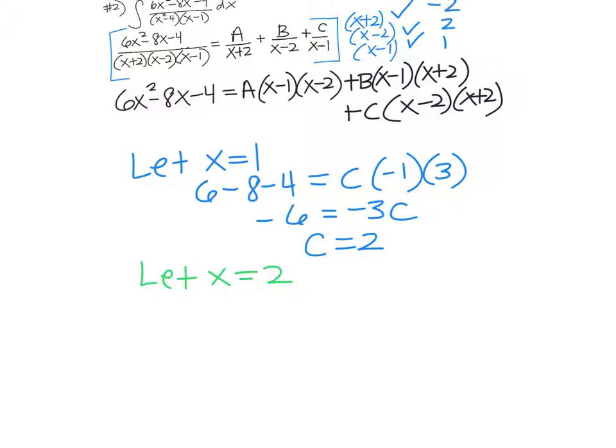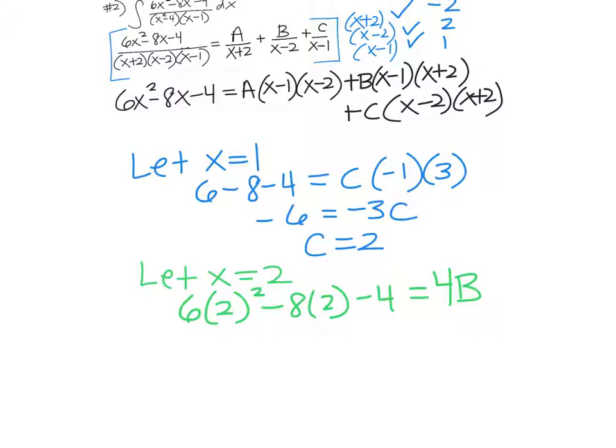Oh wait, no. We have to do that. 4 equals 4b. Yeah, you got to do this side. I don't think it's 4. It's not? All right. Oh, okay. 6 times 2 squared minus 8 times 2 minus 4 equals, and you did that side though? So the a and the c parts will cancel out. This will be 4 times 1, yeah, 4b.